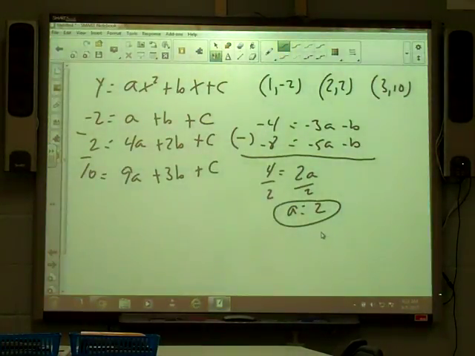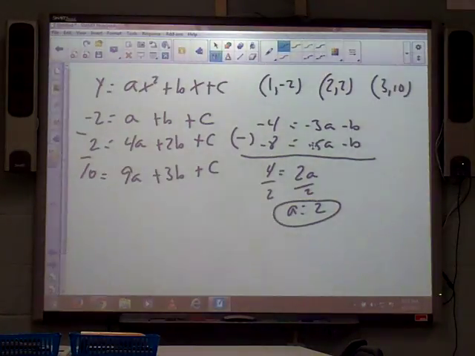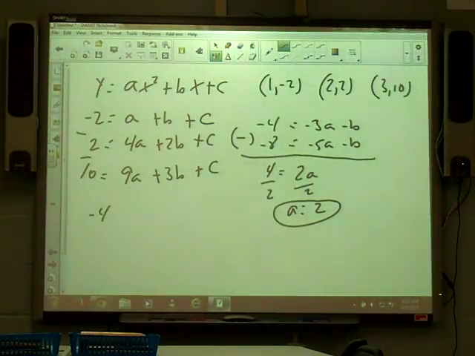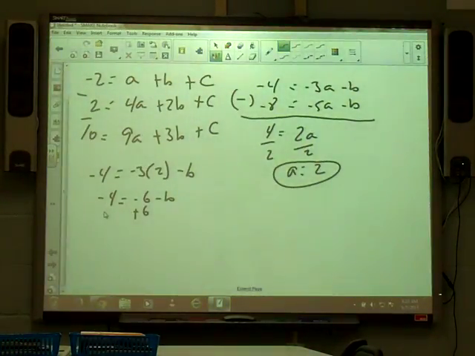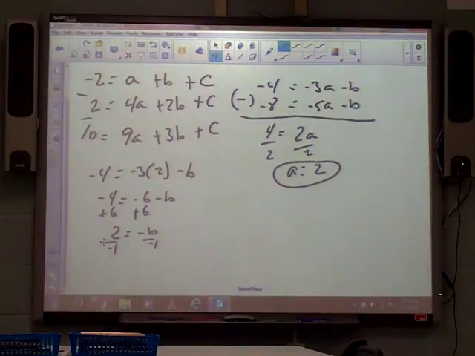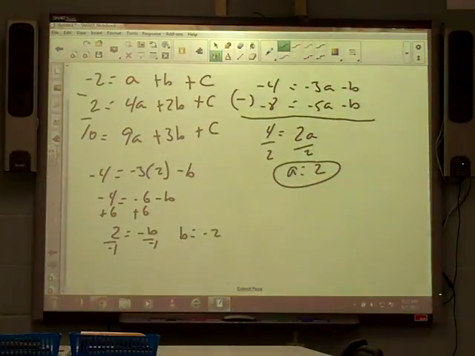Okay, now I got to take that a back to one of my new ones and plug it in to solve for b. You want to do the first one or the second one? Where my mouse is? First one. So I got -4 equals -3 times 2 minus b. So that's -4 equals -6 minus b. Add 6. 2 equals -b. Divide by -1. And my b is -2.